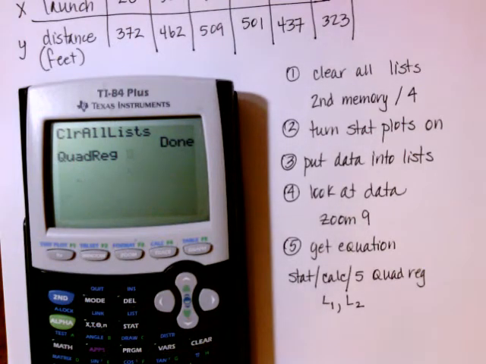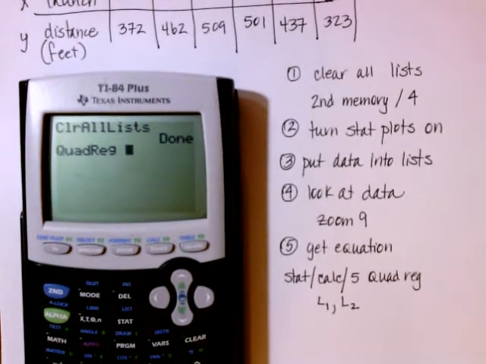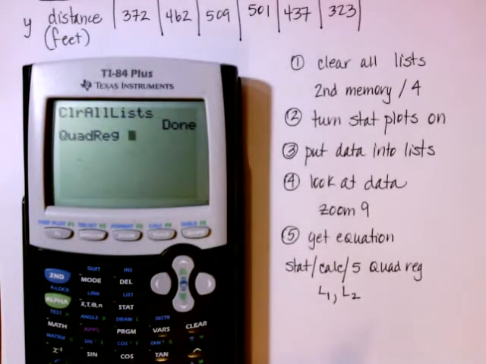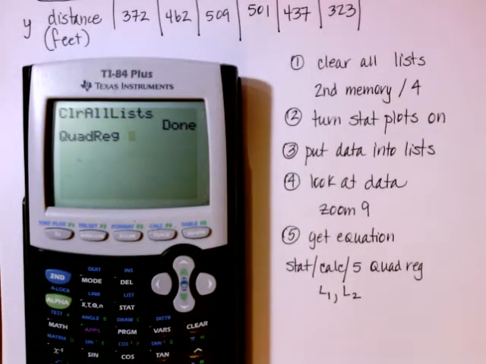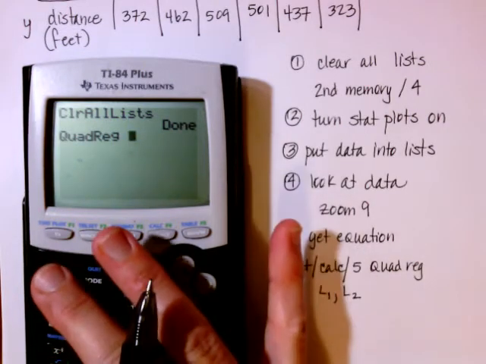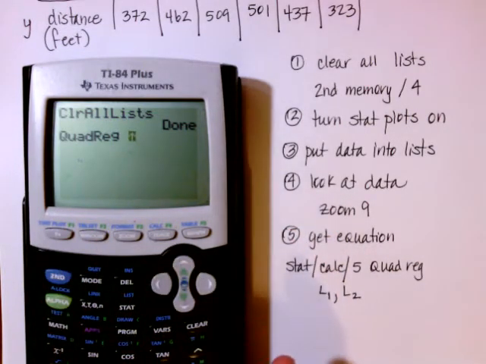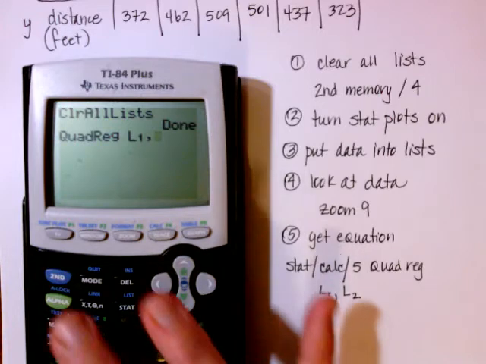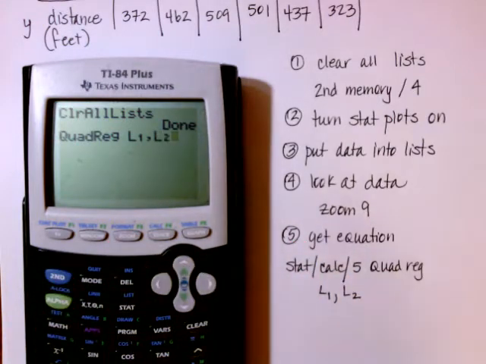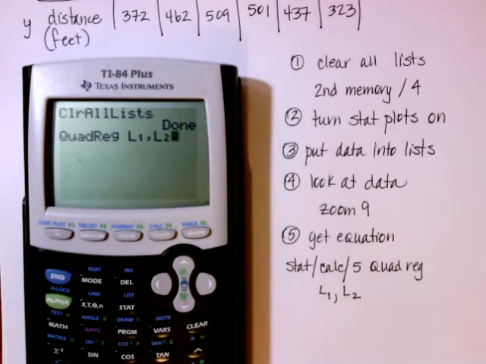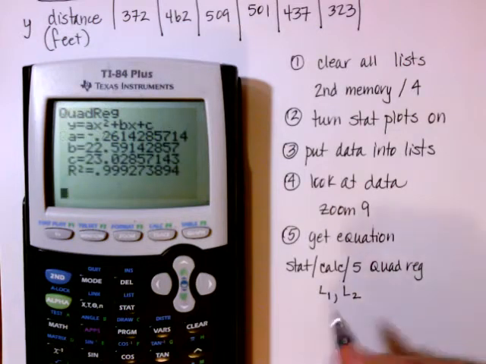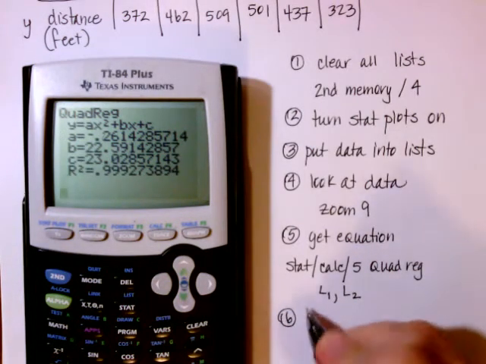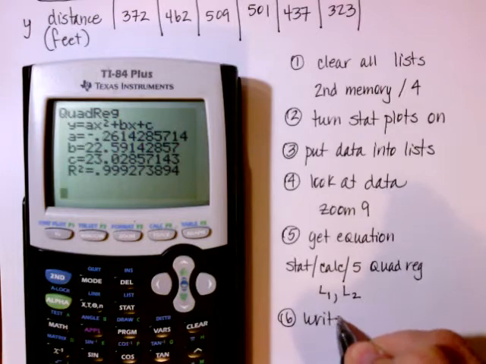So if you just hit enter at this point, then it will enter that data when it does its calculation. But let's pretend that you put it someplace else, so you need to tell it where it lives. So I would do second L1, it's up above the 1, and then I would do comma, which is up above the 7, and then I would tell it second L2, which is up above the number 2, and I would hit enter.